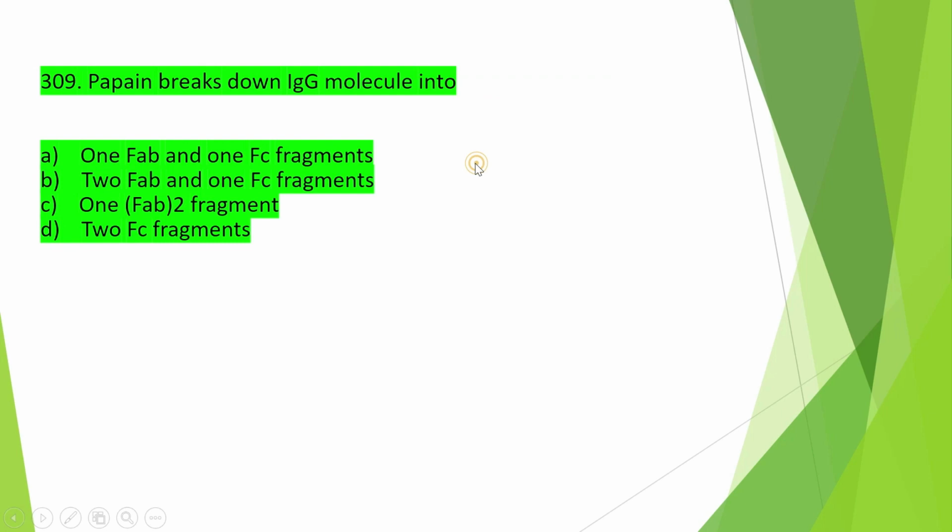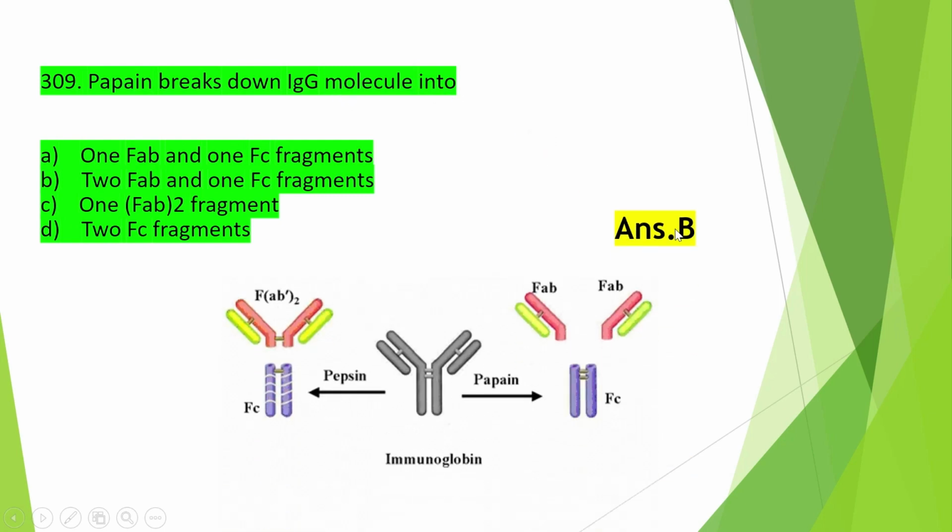Okay. So next question is, papain breaks down IgG molecule into one FAB and one FC fragment. So one FAB means fragment of antigen binding, AB means antigen binding, F means fragment. FC means fragment of constant region. Or two FAB and one FC fragment, or one FAB whole two fragment or two FC fragments. So papain breaks down IgG molecule into option B, that is two FAB and one FC fragment.